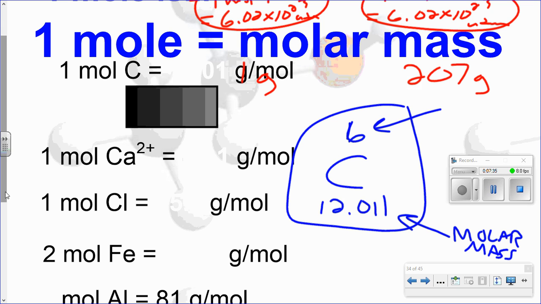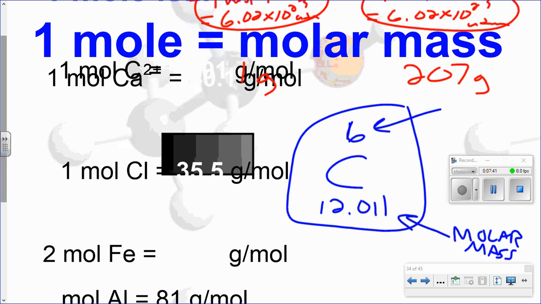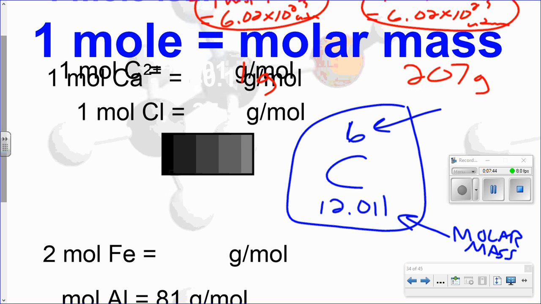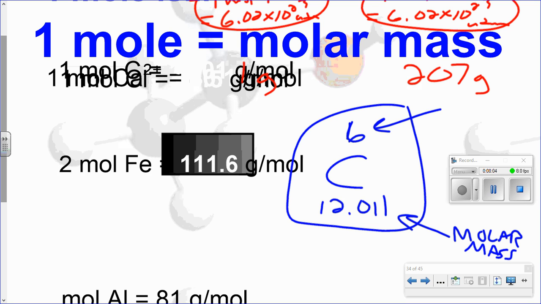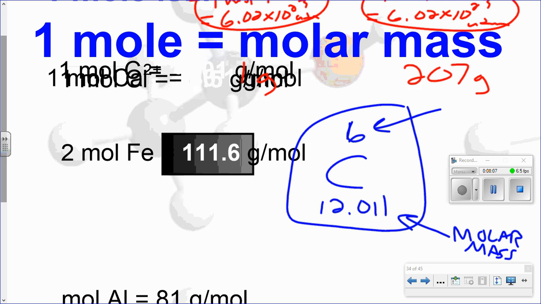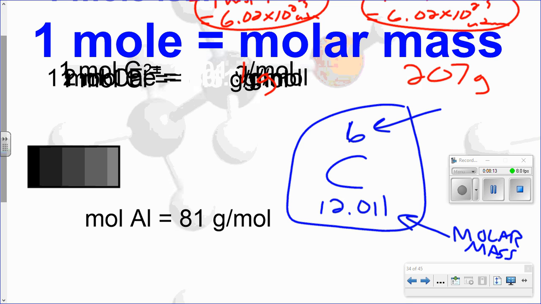What about 1 mole of calcium? It's 40.1. That's on the periodic table. What about 1 mole of chlorine? 35.5. That's on the periodic table. What about 2 moles of iron? Well, if I look up 1 mole of iron, it's 55.8. So what do I do? If I have 1 mole of iron, it's 55.8. But now I have 2. So if I double the moles, I must double the mass too, and it's 111.6.